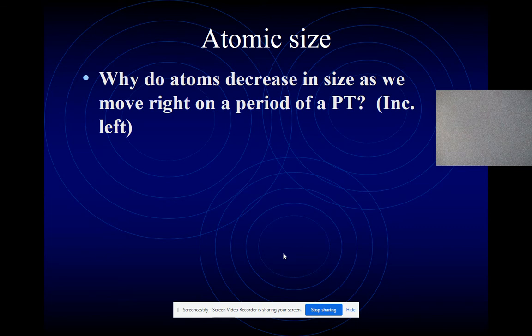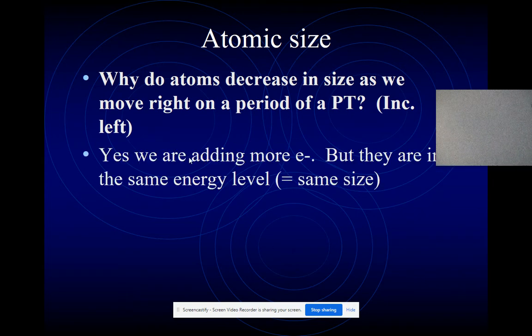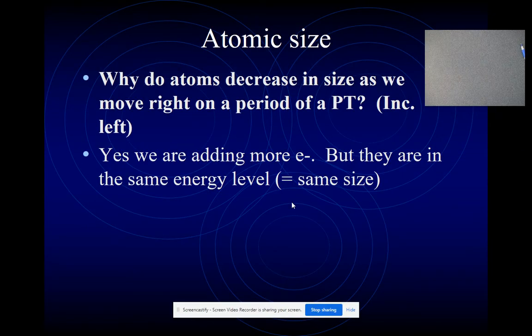Okay, now to go back to size, we have a completely different answer if we talk about this trend. Why do atoms decrease in size as we move to the right of the periodic table? We get smaller as we go this way, and we get bigger as we go this way. Why do we get smaller as we go this way? This one's kind of hard to understand. You might be like, well, aren't we adding more electrons just like we did in the previous question? And the answer is yes, but we're not adding electrons to new energy levels. They're in the same energy level, which might look like the same size.